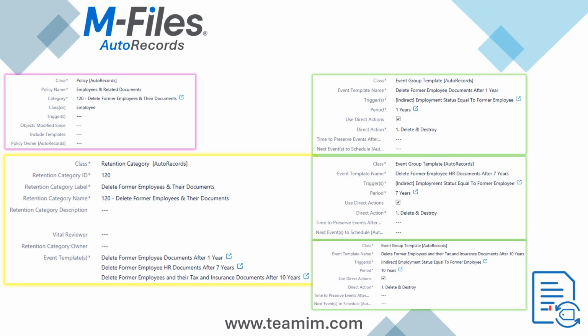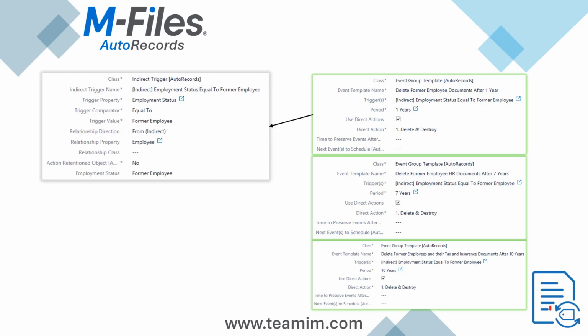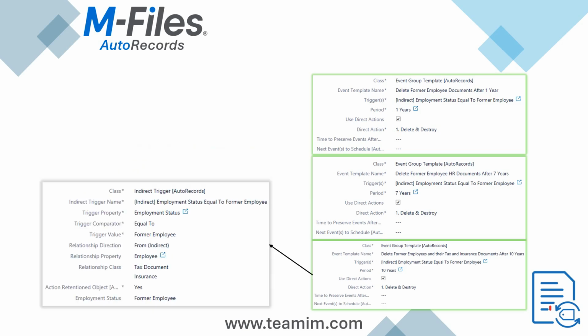Importantly, if a document class is changed for a document that refers to an employee, the retention will respond to that change. For each event group template, we created an indirect trigger which specifies the document classes that will receive that particular retention. The first event group template is our catch-all for any documents that aren't specified in other indirect triggers. The next indirect trigger is for the HR documents. Our final indirect trigger is for tax and insurance documents as well as the employee object itself.